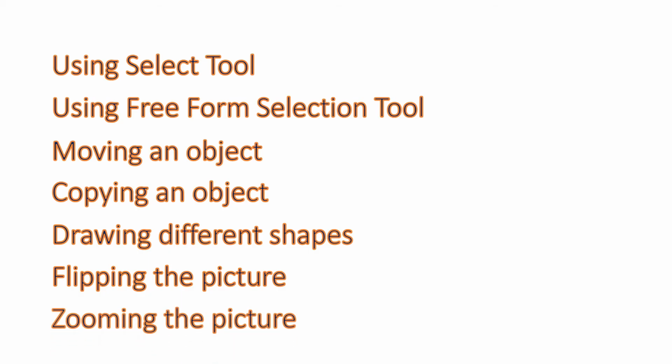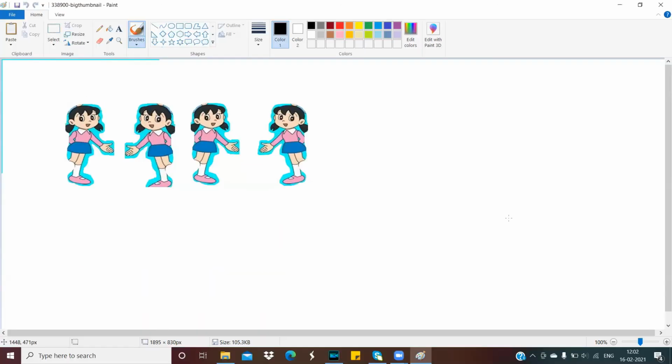Then the last topic, zooming the picture. Zoom means to increase or decrease the view size of the object on the screen. Let's check how can we do zooming in Paint. Now we are going to increase the size of this picture. How can we do it?